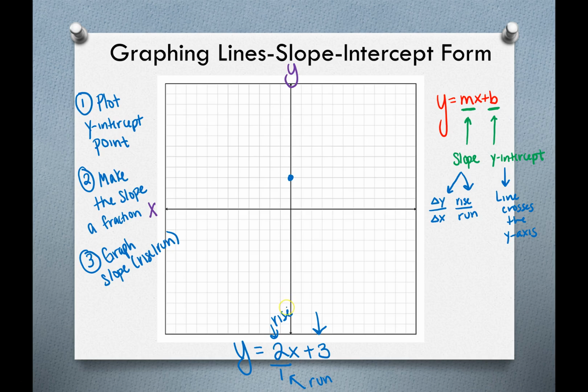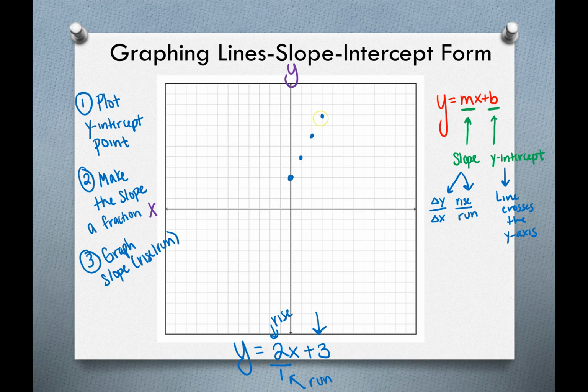Okay, if I have a positive rise, that would be up. If I have a negative rise, that would be down. If I have a positive run, that would be right. If I have a negative run, that would be left. So let's go ahead and rise 2 and run 1. So I'm going up 2 and then right 1. Right 2, up 1.